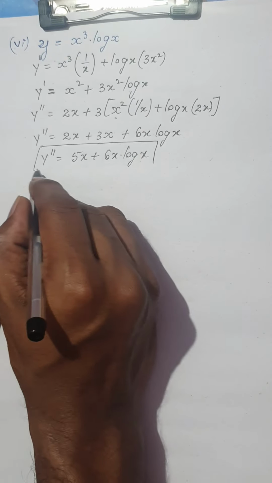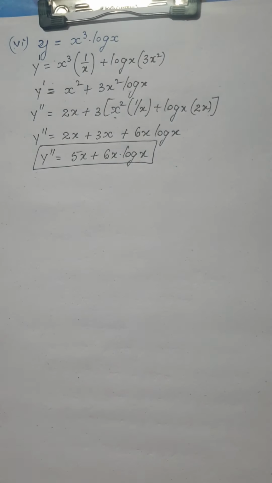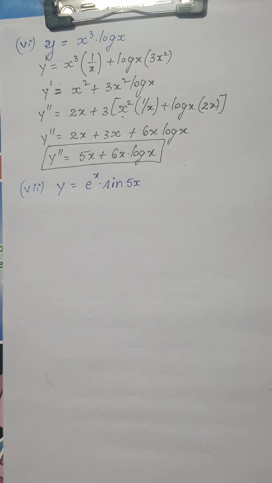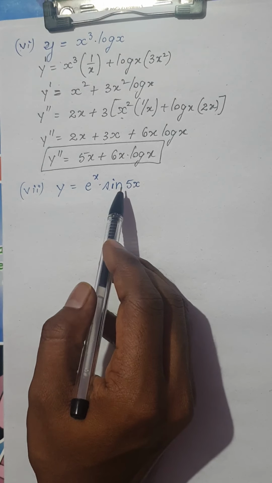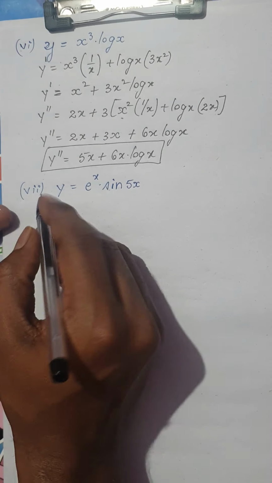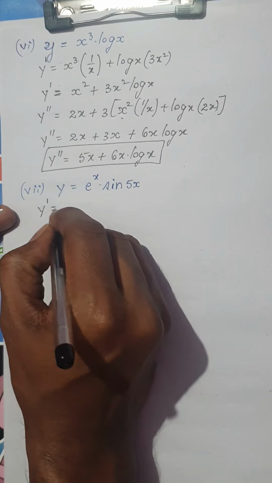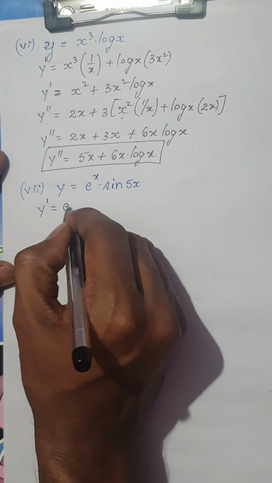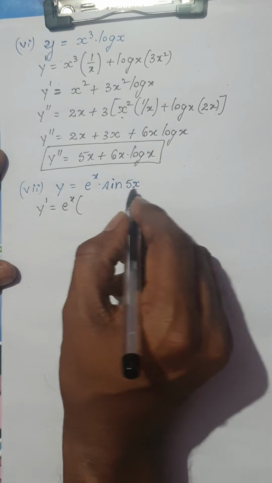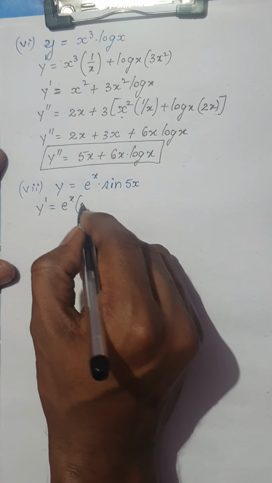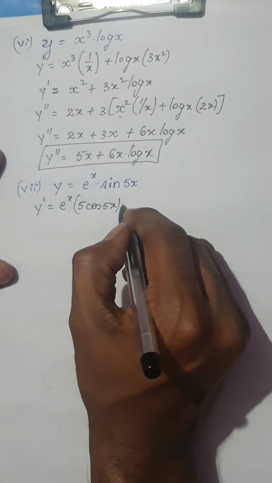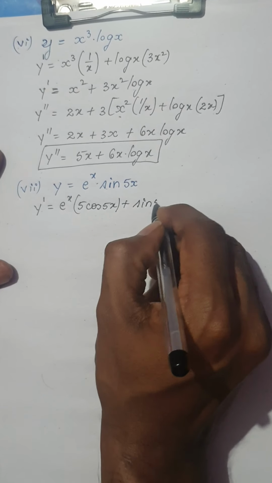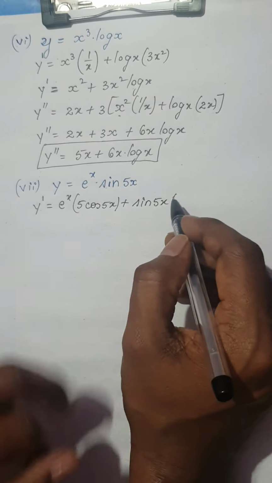Okay, so this is how you find the second order derivative. Is it fine? The next question I have is y is equal to e power x into sine 5x. We can use the product rule here. So y dash, that is the first derivative, is nothing but, keep the first function as it is. The derivative of sine ax is a cos ax, so 5 cos 5x. Plus, now keep the sine function as it is, that is sine 5x.